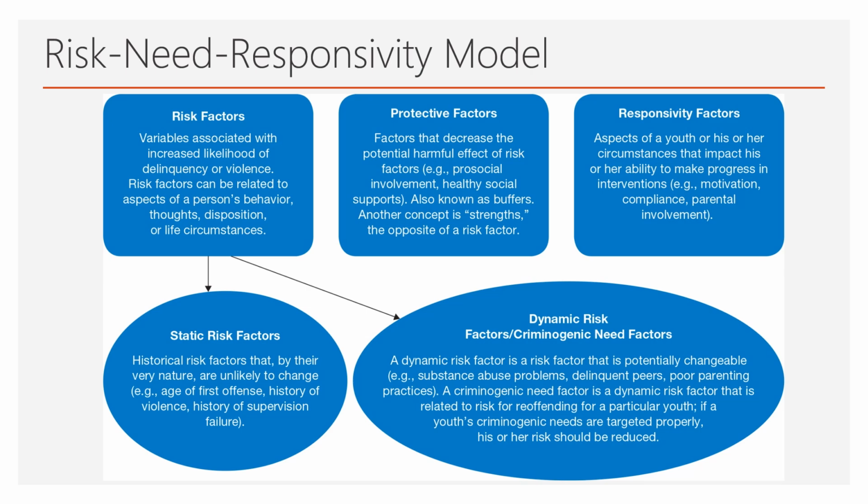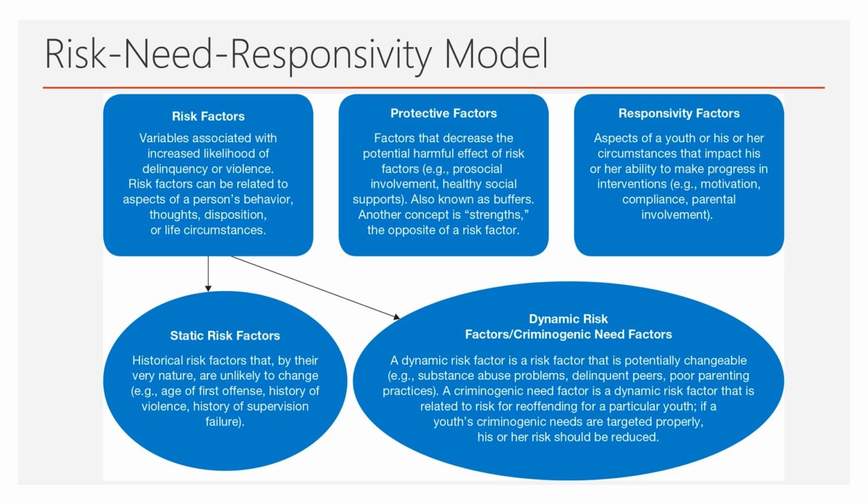Dynamic risk factors are also sometimes called criminogenic need factors. These are risk factors that we can change. Right? Criminogenic need factors are dynamic risk factors that are related to a young person's risk of reoffending. So say, for example, a young person has a chemical dependency, right? That's going to be a criminogenic need factor. Or maybe they're hanging out with peers who are involved in delinquency. So thinking about their peer group as a criminogenic need factor.